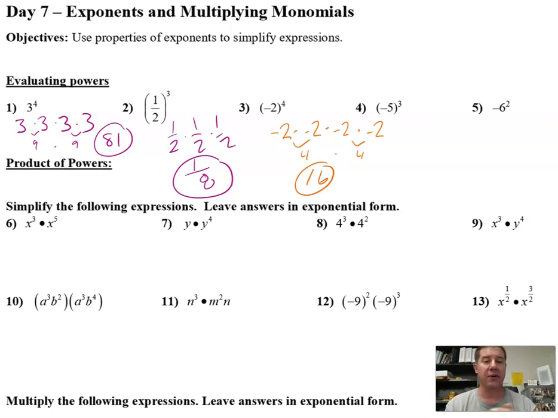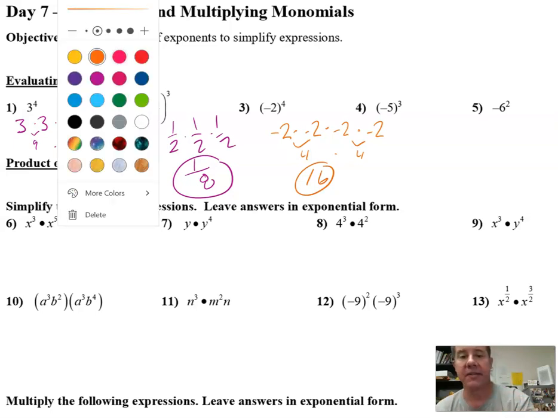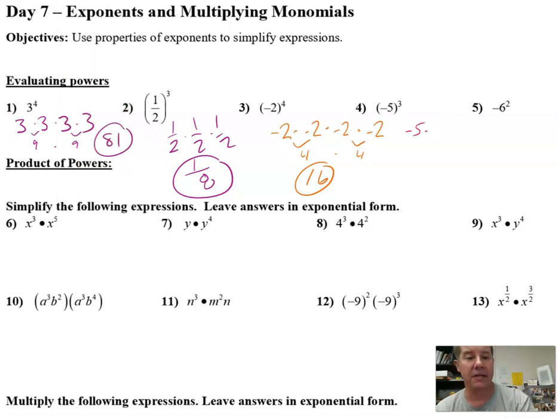-5 to the 3rd. In this case, we have -5 times -5 times -5. And so a negative times a negative is a positive 25, times -5 is -125.